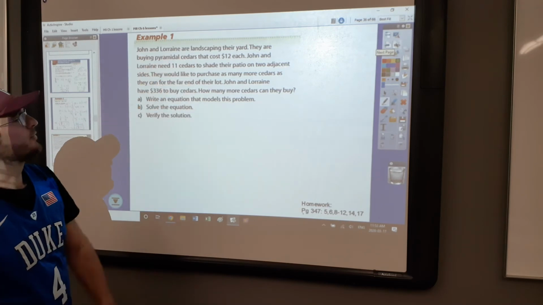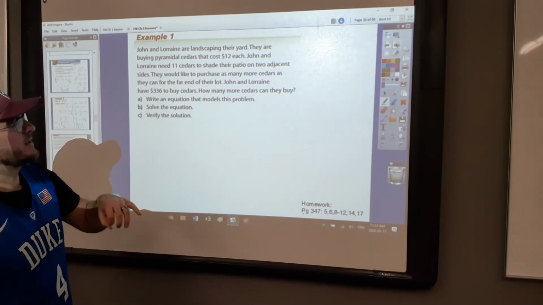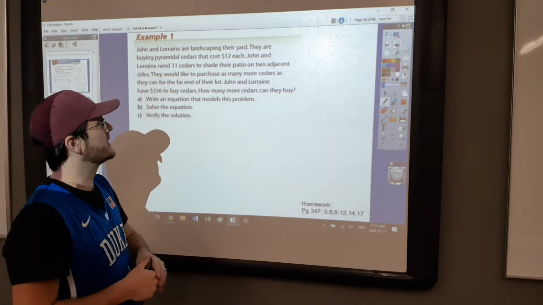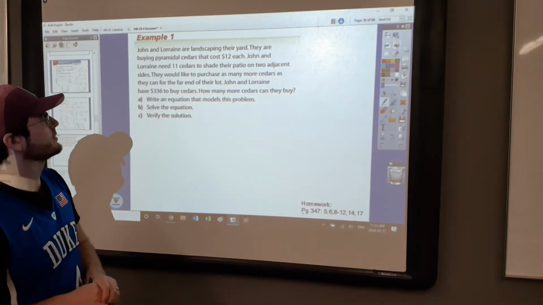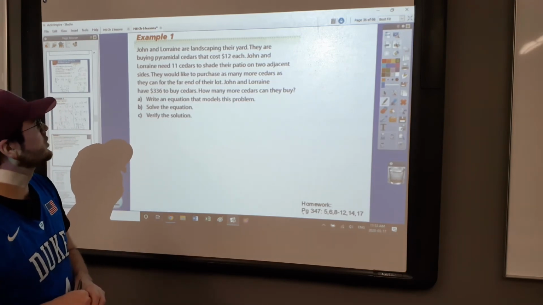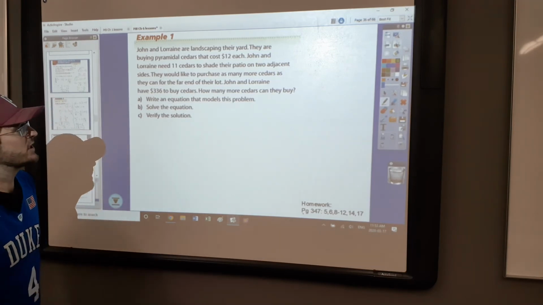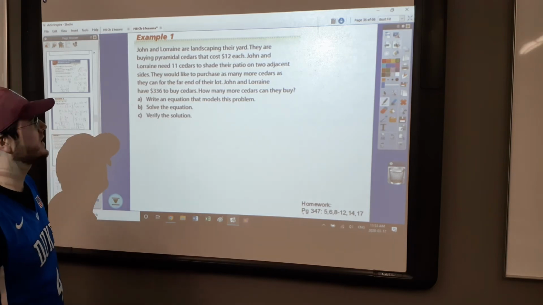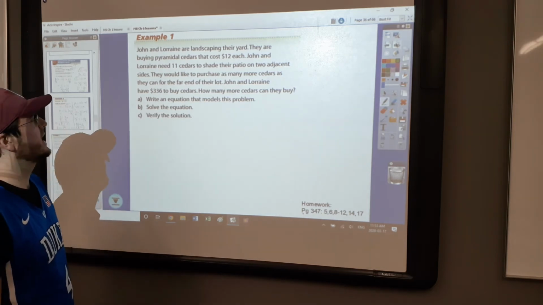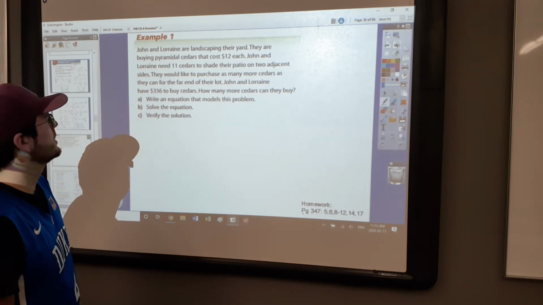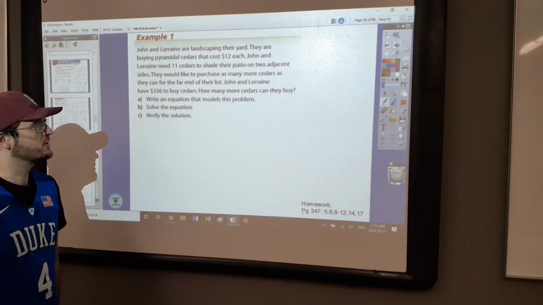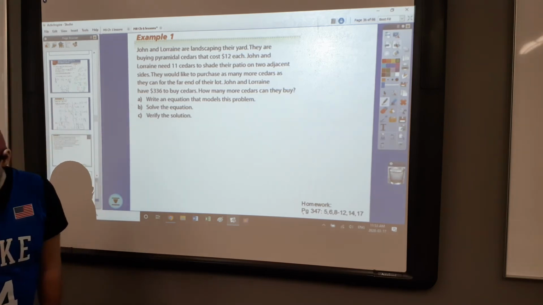So read through it carefully, identify your X, and then come up with where the brackets need to be in this situation. So John and Lorraine are landscaping. They're buying pyramidal cedars that cost $12 each. Sounds really cheap. John and Lorraine need 11 to shade their patio on 2 adjacent sides. They would like to purchase as many more cedars as they can for the far end of their lot. John and Lorraine have $336 to buy cedars. How many more can they buy?